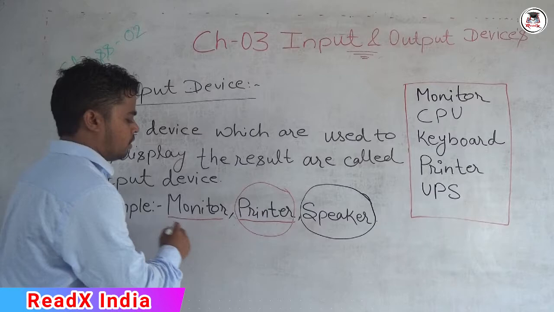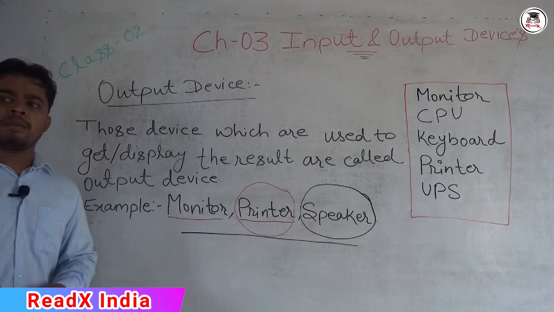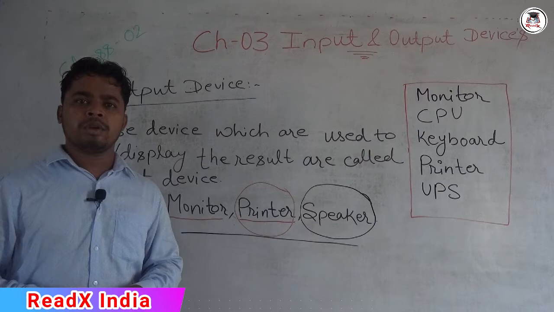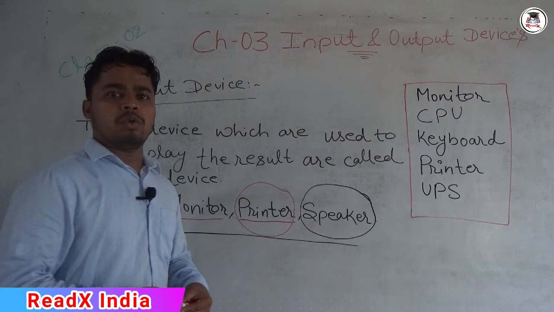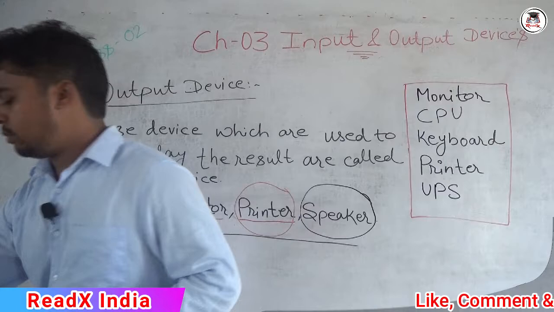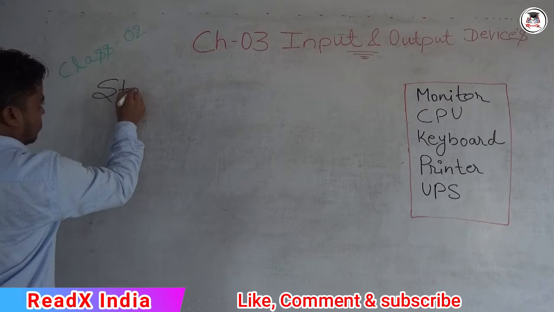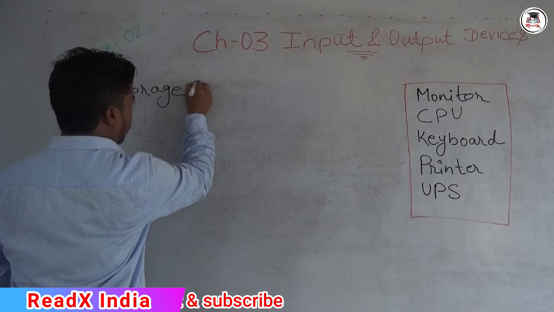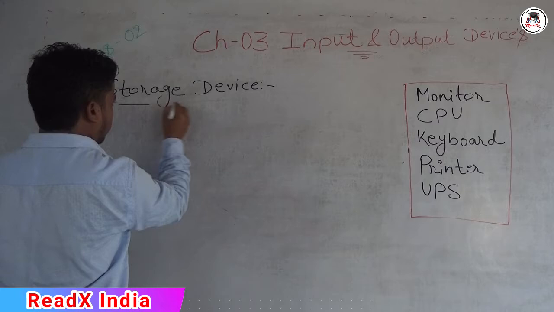Fine. So you have got a clear idea about what are the input devices, what are the output devices. Okay, apart from these two, we do have another type of device. That is a storage device. What is that? Storage device. Okay, so students, we will see what is a storage device in computer. First of all, we'll see the definition of a storage device.